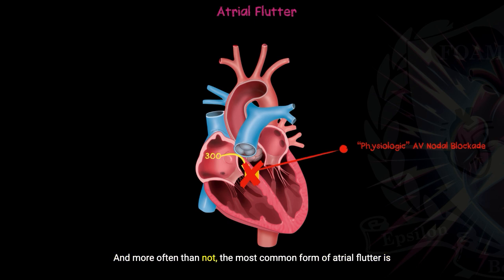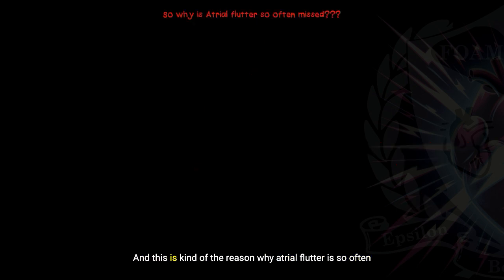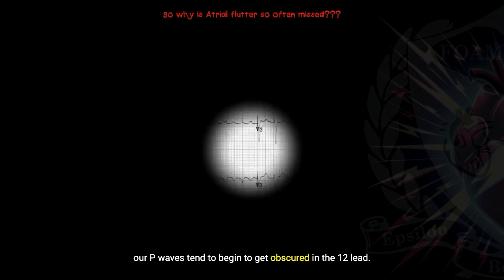And more often than not, the most common form of atrial flutter is for every 2 impulses that the atria sends down to the AV node, the AV node actually blocks 1 and allows 1 to go through, which means that from the atrial rate, our ventricular rate is cut in half. And this is referred to as a 2-to-1 conduction, which means that our ventricular rate is often 150. And this is the reason why atrial flutter is so often missed, because at that cutoff rate of 150, our P waves tend to begin to get obscured in the 12 lead.